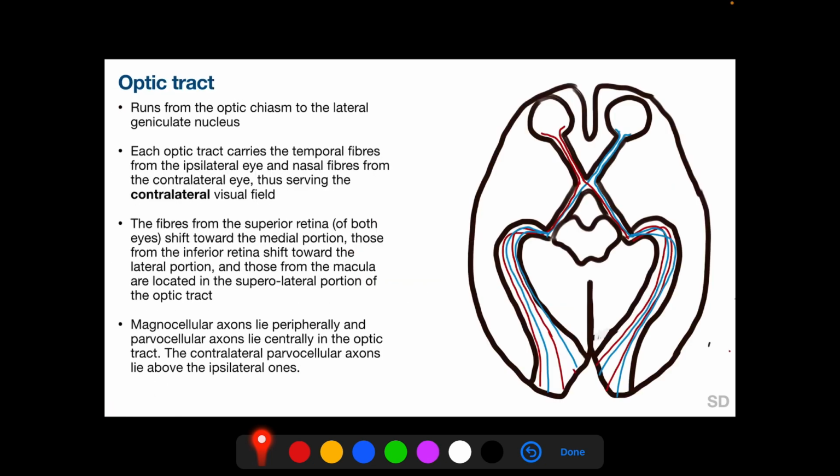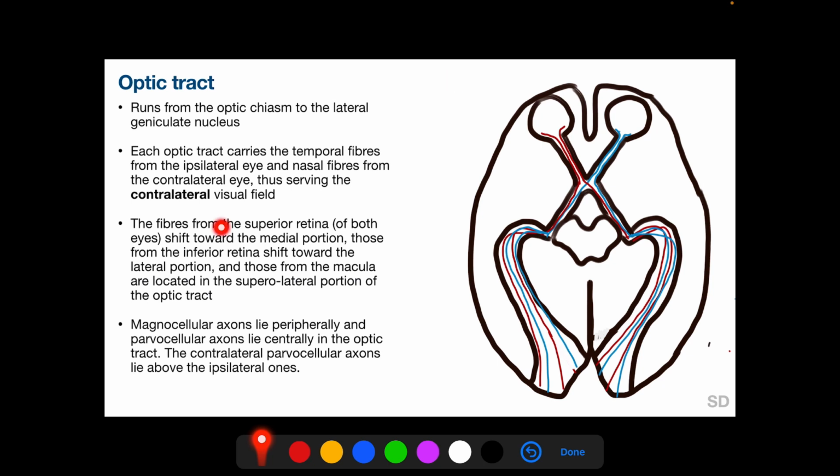The optic tract runs from the optic chiasm to the lateral geniculate nucleus. Each optic tract, as we have discussed, carries the temporal fibers from the ipsilateral eye and the nasal fibers from the contralateral eye, thus serving the contralateral visual field. So the left optic tract serves the right visual field and the right optic tract serves the left visual field.